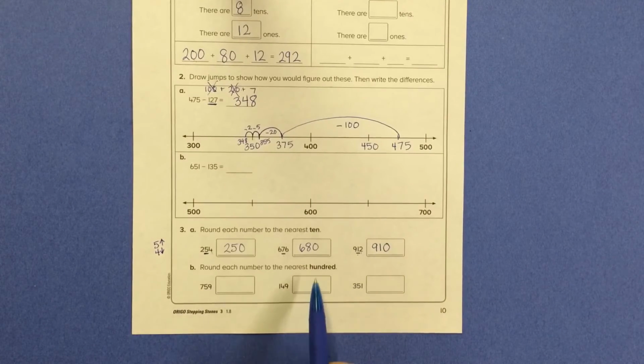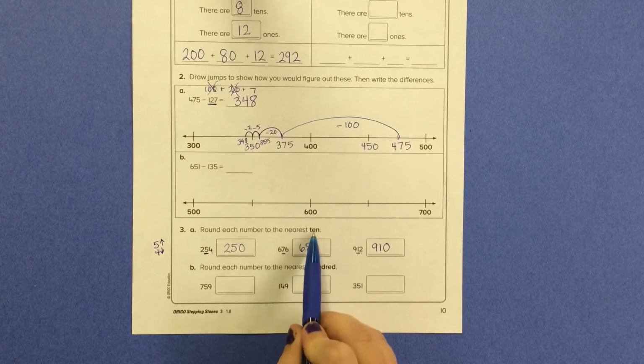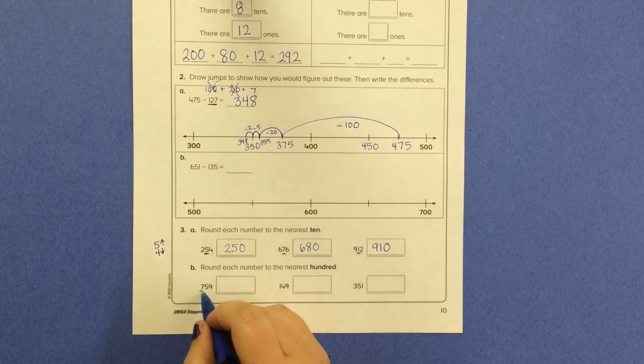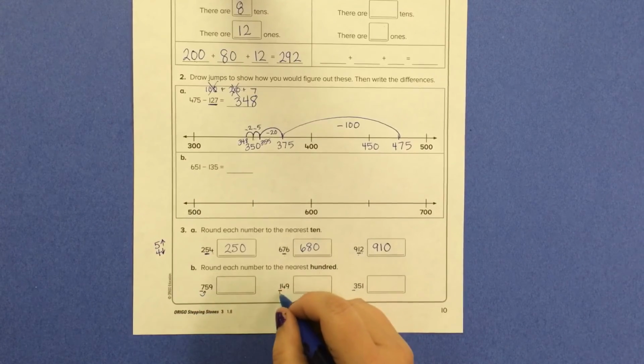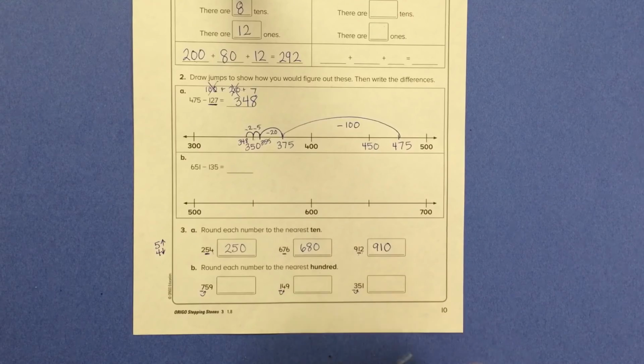Okay, and you'll apply the same technique here, except that instead of tens, you're now going to round to the nearest 100. So you'll want to make sure you're underlining your hundreds and looking at your tens for guidance on whether to round up or down.